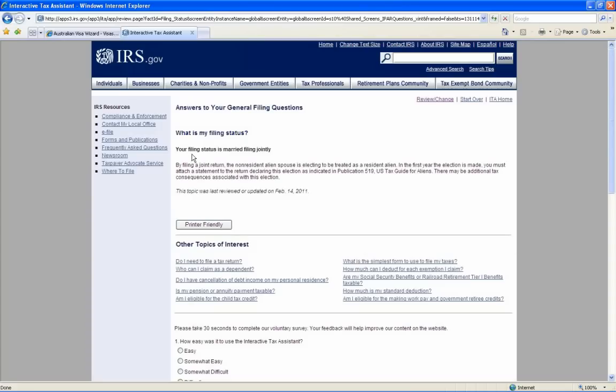In this case, it's determined that my filing status is married filing jointly. OPA is also used to drive the information that's presented at the end of the interview. So here it's also telling me the non-resident alien spouse is electing to be treated as a resident alien and providing more information if I want to go look up more detail.